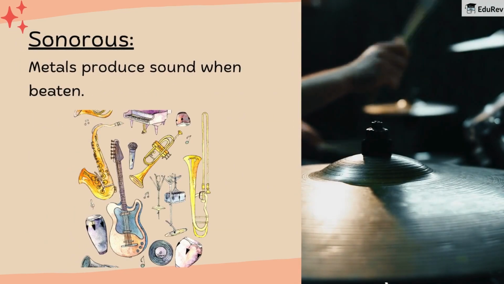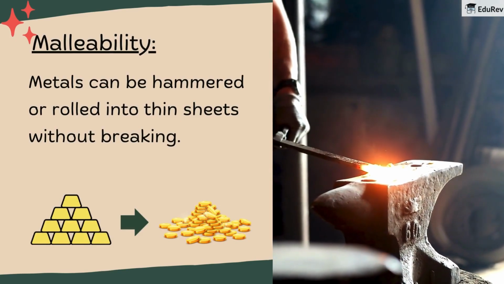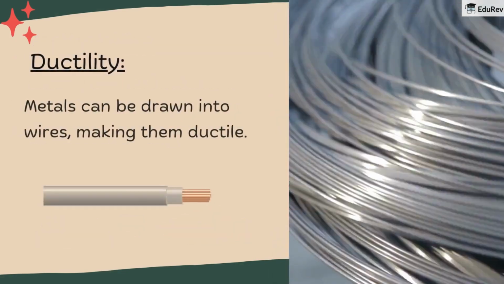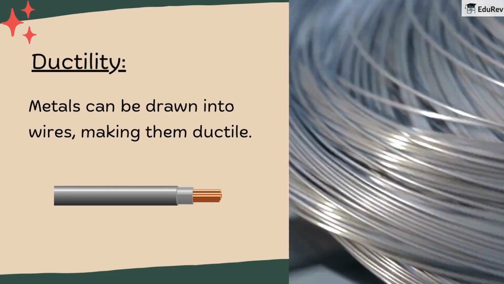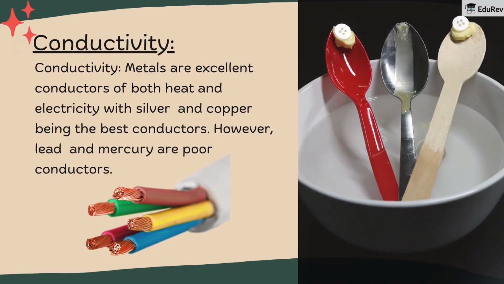Metals are sonorous. They produce sound when beaten. Malleability. Metals can be hammered or rolled into thin sheets without breaking. Ductility. Metals can be drawn into wires, making them ductile. Conductivity. Metals are excellent conductors of both heat and electricity, with silver and copper being the best conductors. However, lead and mercury are poor conductors.